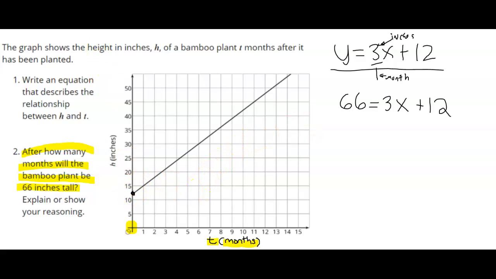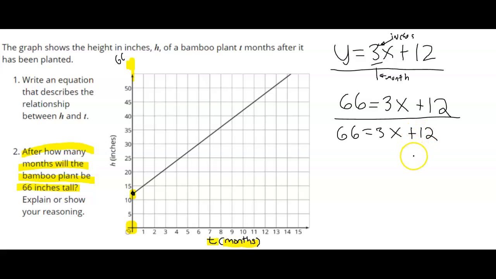So starting here at 12 inches, obviously this doesn't go far enough, but going up to 66 inches here. And this stops at like 16. All right. So let's go over here. All we have to do is solve this equation. So there's our original equation, and I'm going to write 66 equals 3x plus 12.